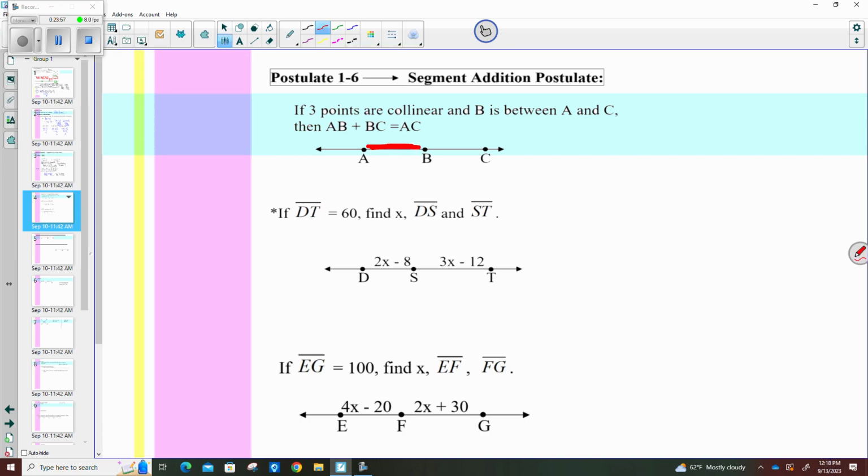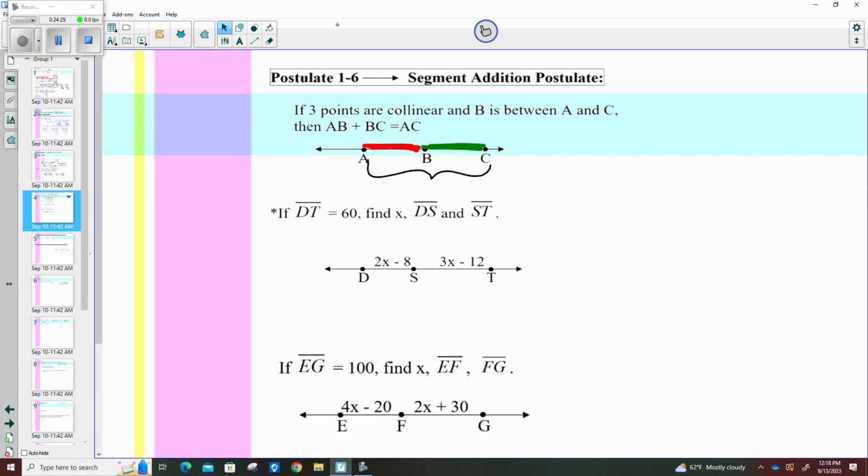I have AB right here. Yes? I have BC right here. What happens when I add them? You get the length of AC. That is all this postulate says. Take the two little parts of the segment, add them together, you get the whole segment. That makes sense, right? That's why it's a postulate. There is no proof involved in this. We just looked at it and went, duh. You add the two little parts to get to the big part.